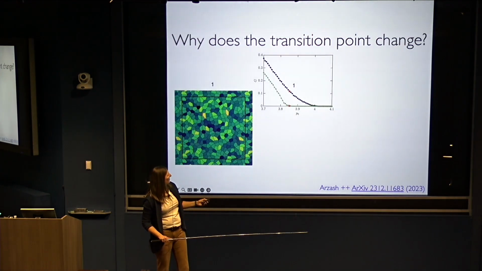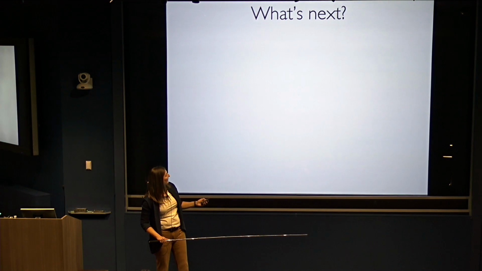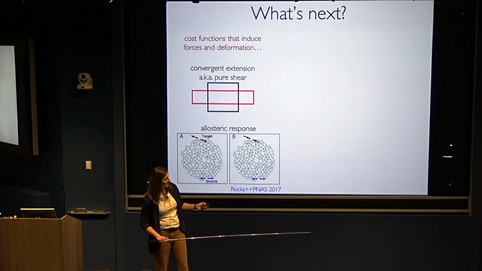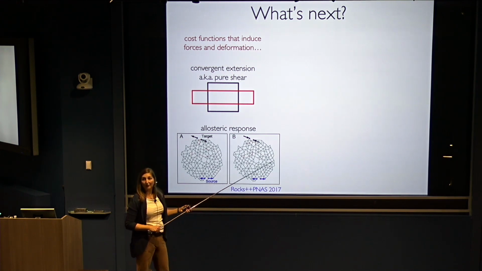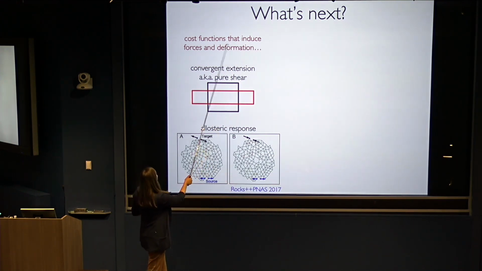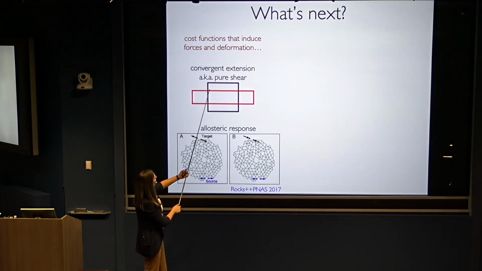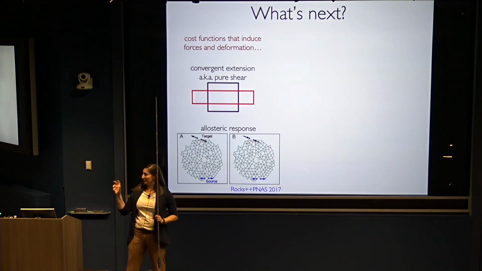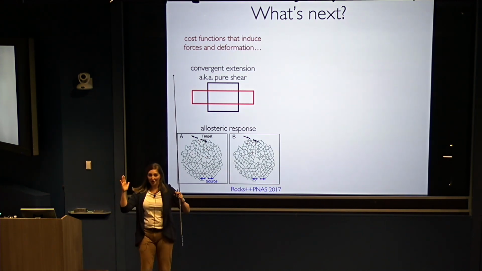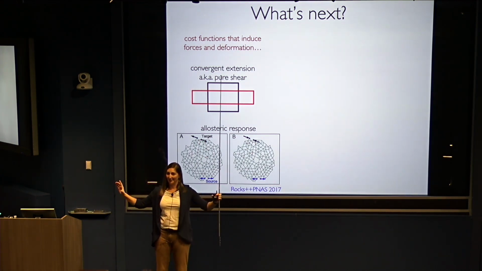Okay, so I'm not going to discuss this. I'm going to say, okay, what's next? In this space, if we want to start talking about forces, we can think of cost functions that induce forces and deformation. So the idea is I can do learning. I can tune my internal degrees of freedom, my cell shapes, to try to change the shape of my box from a square to a rectangle.